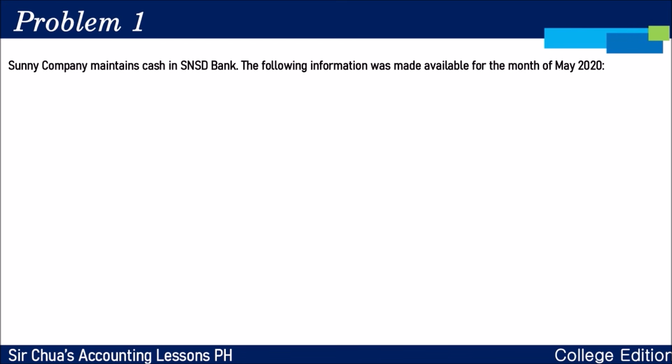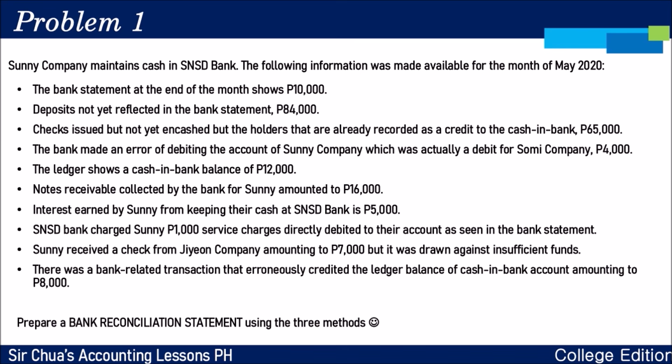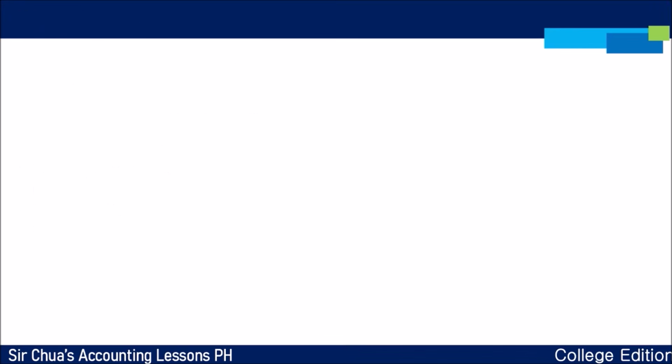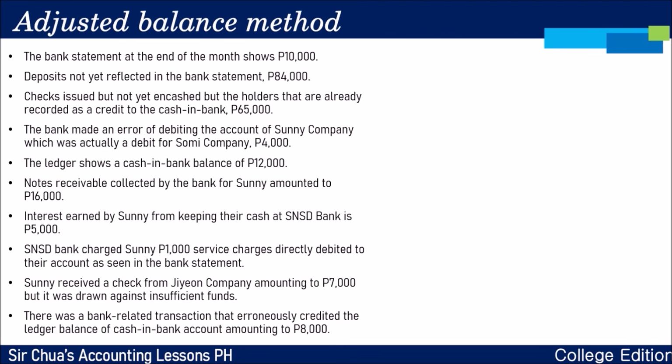Sunny Company maintains cash in SNSD Bank. The following information was made available for the month of May 2020. Prepare a bank reconciliation statement using the 3 methods. Okay. So, prepare na natin. Ito po yung ating mga reconciling items at i-discuss po natin siya one by one. The first method po natin is the adjusted balance method. And the answer for the problem is this one.